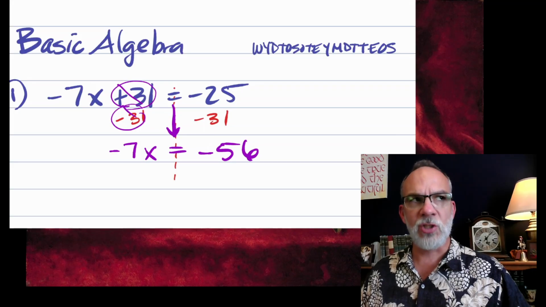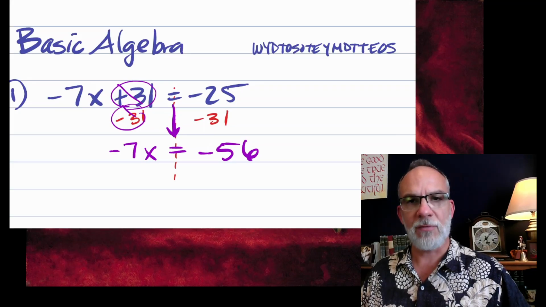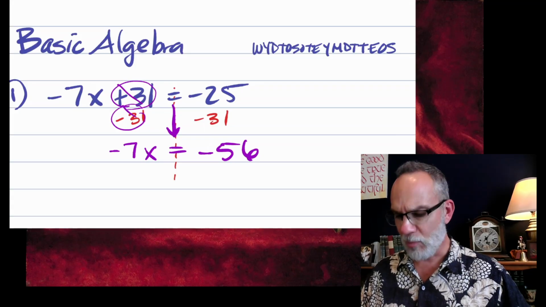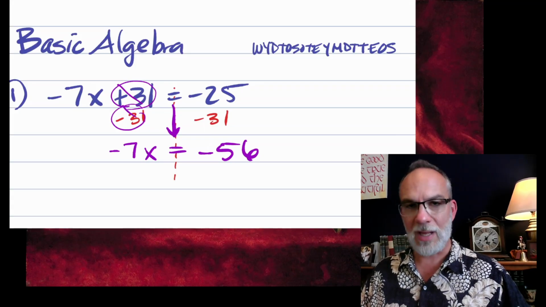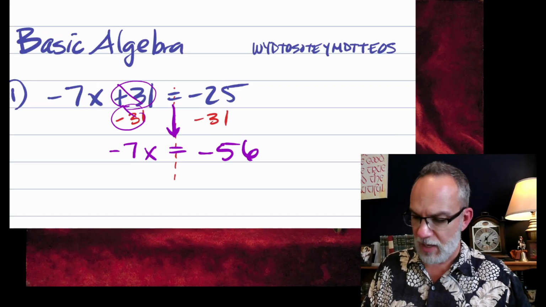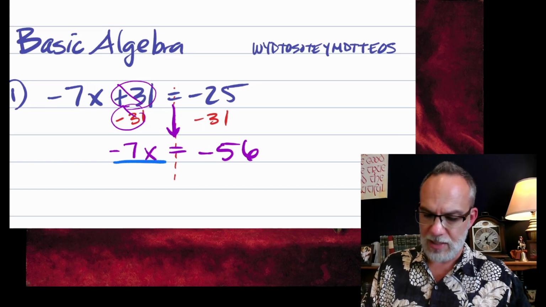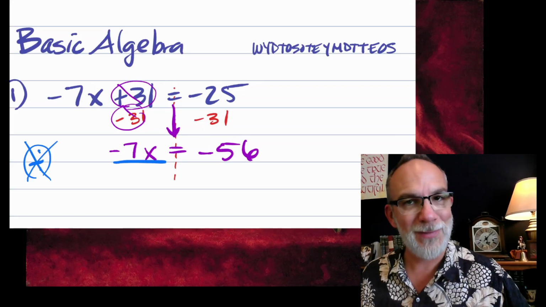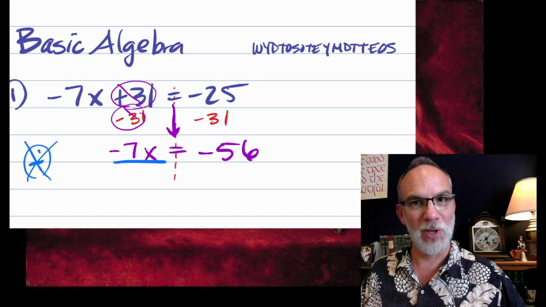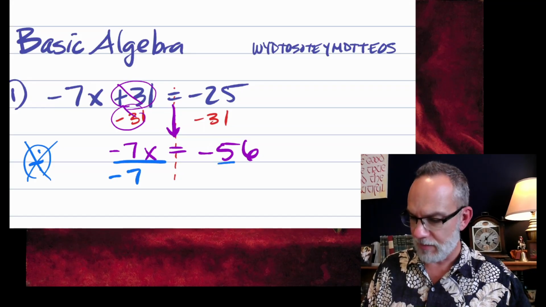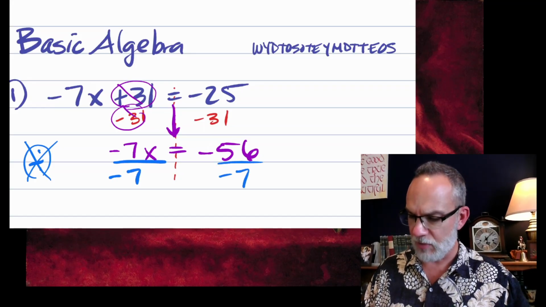Don't abandon the algebra and just use your imagination now. Finish the job algebraically. How do I reverse multiply by negative 7? What's the inverse of multiply? Well, that would be division. So I'm going to divide using a horizontal fraction bar. Never use that 5th grade symbol. Never going back to 5th grade. So I'm going to divide both sides by negative 7. Negative 7 on the left, negative 7 on the right.